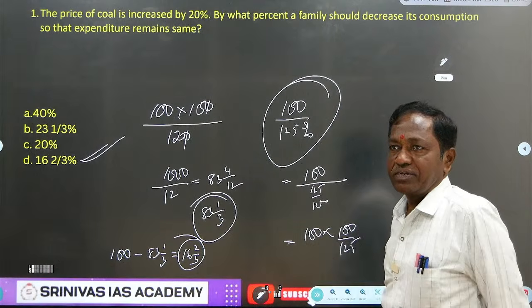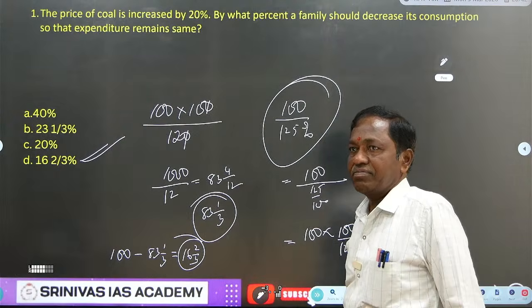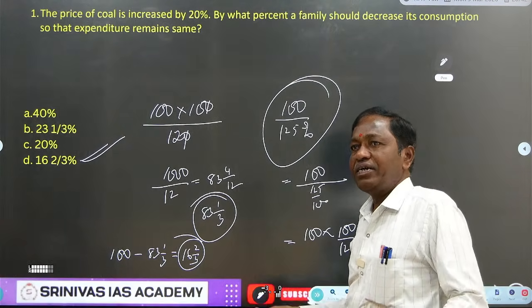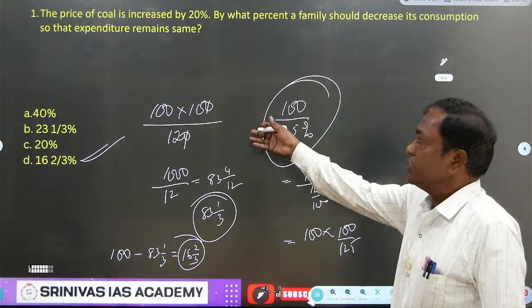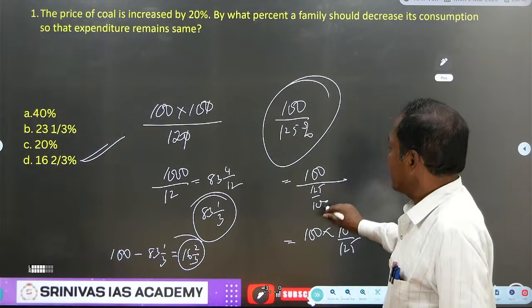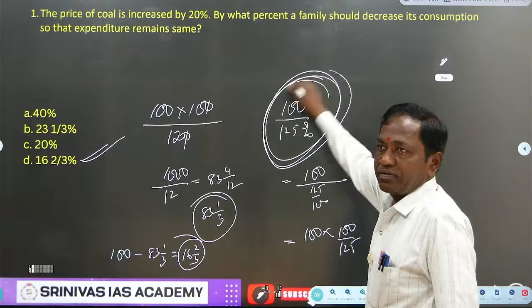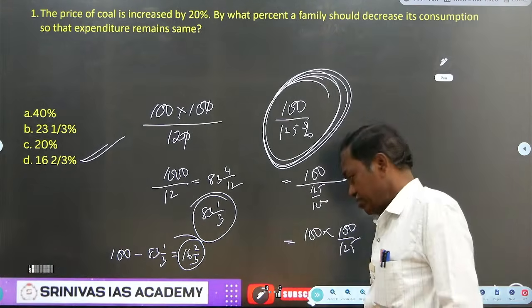Keep one pattern. That's 100 by 100, like that. 100 by 20%. That's all. 100 by 100 minus 20, 80%. Increasing the price, this is 120%. Normally we write like this. This is the pattern. You will have to write 2-3 steps. Right.